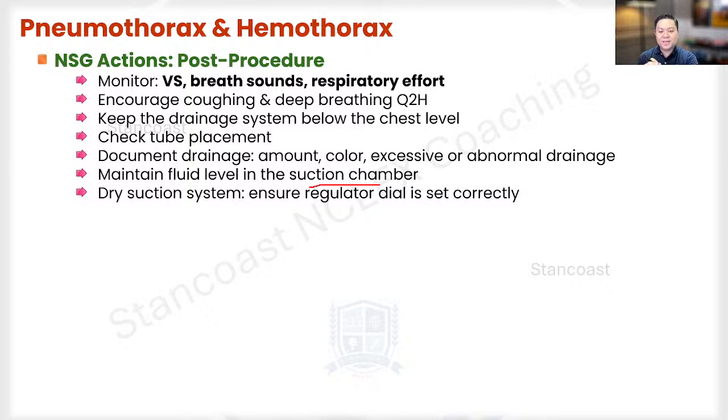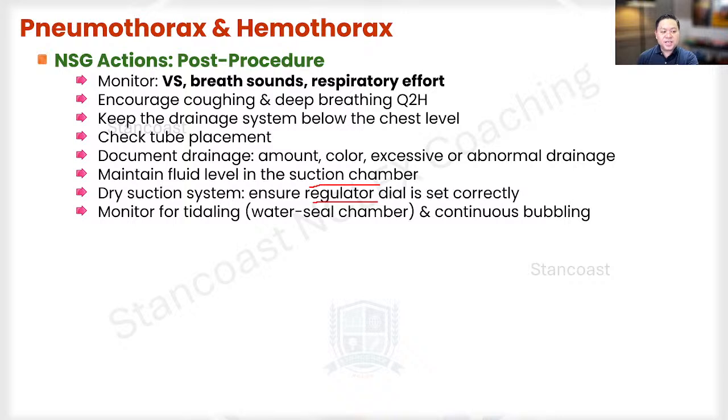It could be that the medical provider will order the wet suction, or they could order the dry suction. And I will explain much further with that later on. And so this is going to be regulated with the dial in order to maintain the amount of pressure in the suction chamber. All right, we don't want to exceed way too much suction in the system.